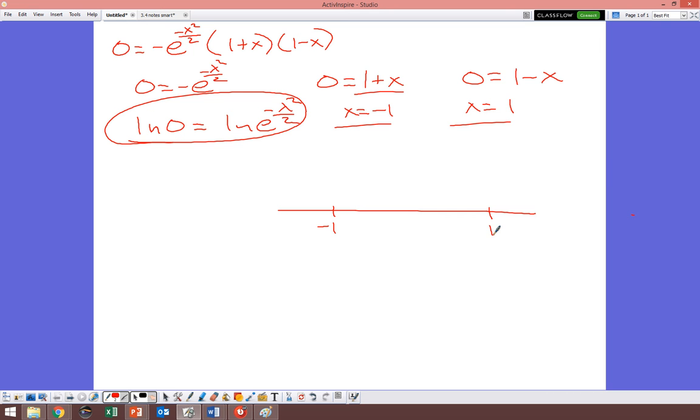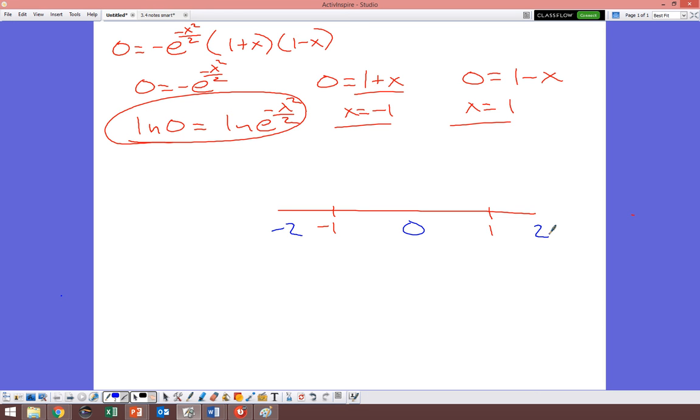So now let's find numbers in between. Let's use real numbers, because this one is hard. So let's use 0 in between, negative 2 here, negative 10, positive 2.